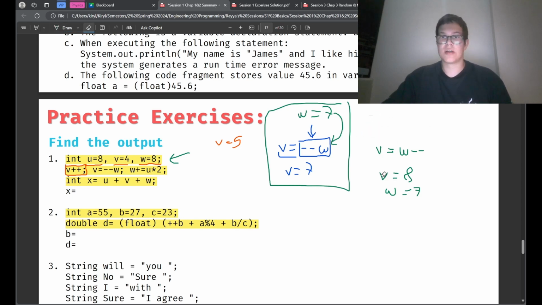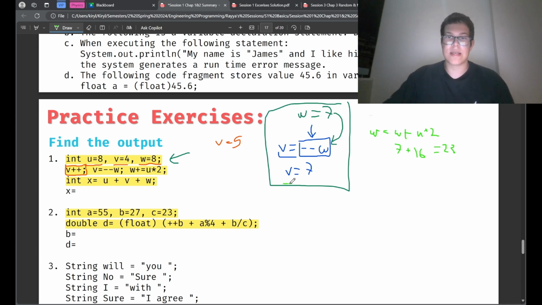Okay. Now we're still on the condition. We got v equals 7, and then we have w plus equal. Again, w plus equal means the same as saying w is equal to w plus u times 2. Now w in this case is 7 plus, what is u? u is 8, 16. So this is equal to 23. Now if I add these up, I have 7 plus 7, that's 14. 14 plus 23 gives me 37, right? So the answer is going to be 37.